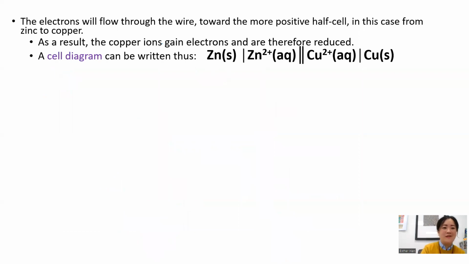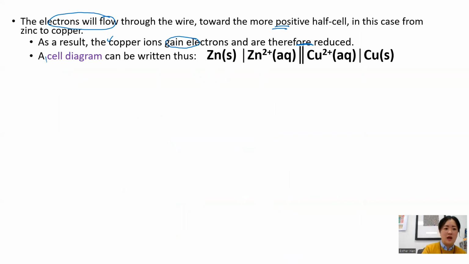So we have electron flow occurring through our wire. We're going from the negative end to the more positive half cell, right? So we're flowing from zinc to copper. The copper ions are the ones that are picking up electrons, and therefore they're getting reduced, right?